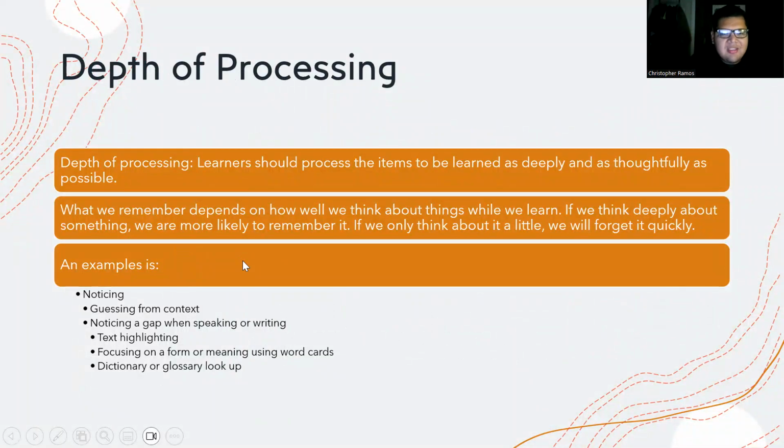Next one is depth of processing. Learners should process the items to be learned as deeply and as thoughtfully as possible. Basically, what we remember depends on how well we think about things while we learn. If we think deeply about something, we are more likely to remember it. If we only think about it a little, we will forget it quickly. For example, some ways you can use this are noticing, guessing from context, noticing a gap when speaking or writing, text highlighting, focusing on informal meaning using word cards, and dictionary or glossary lookup.